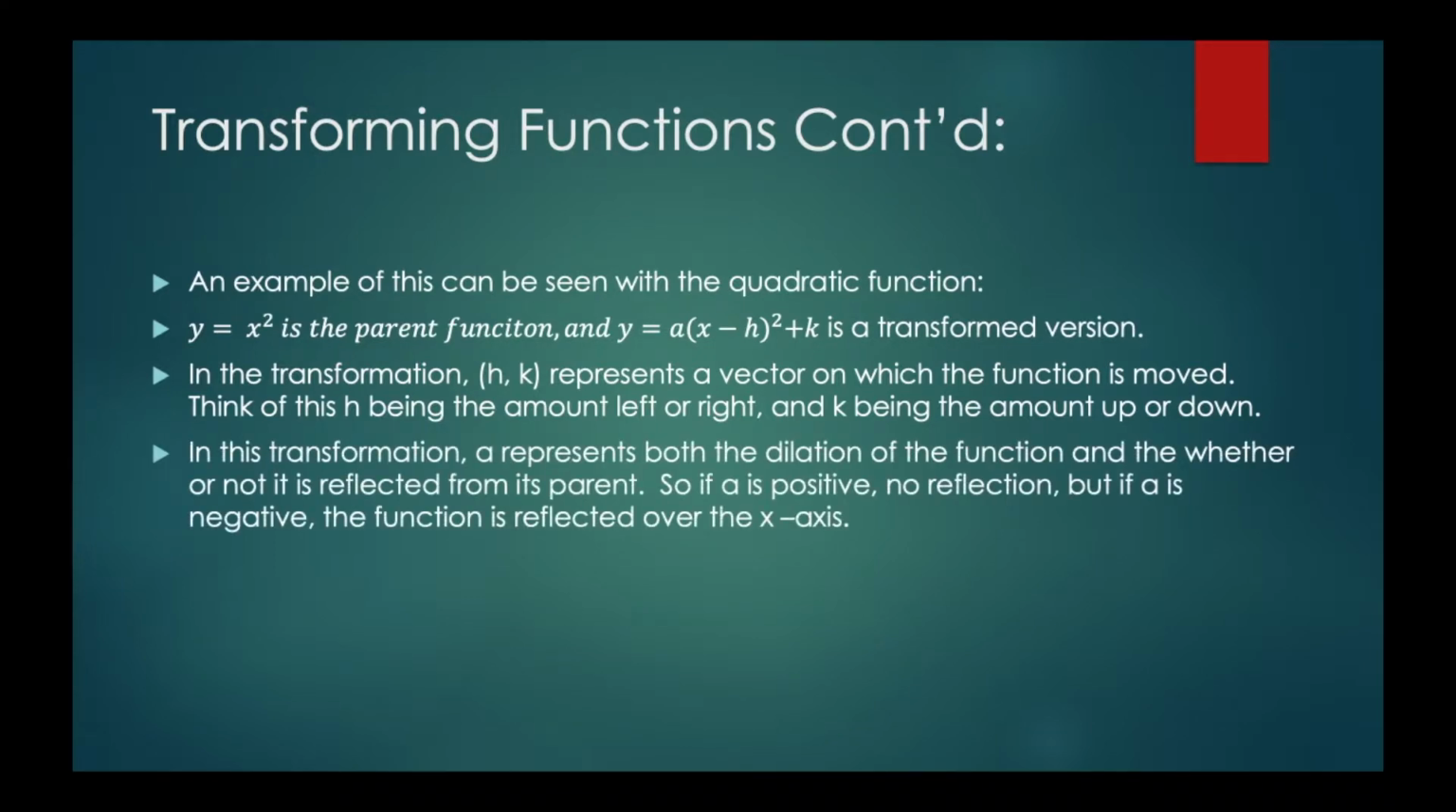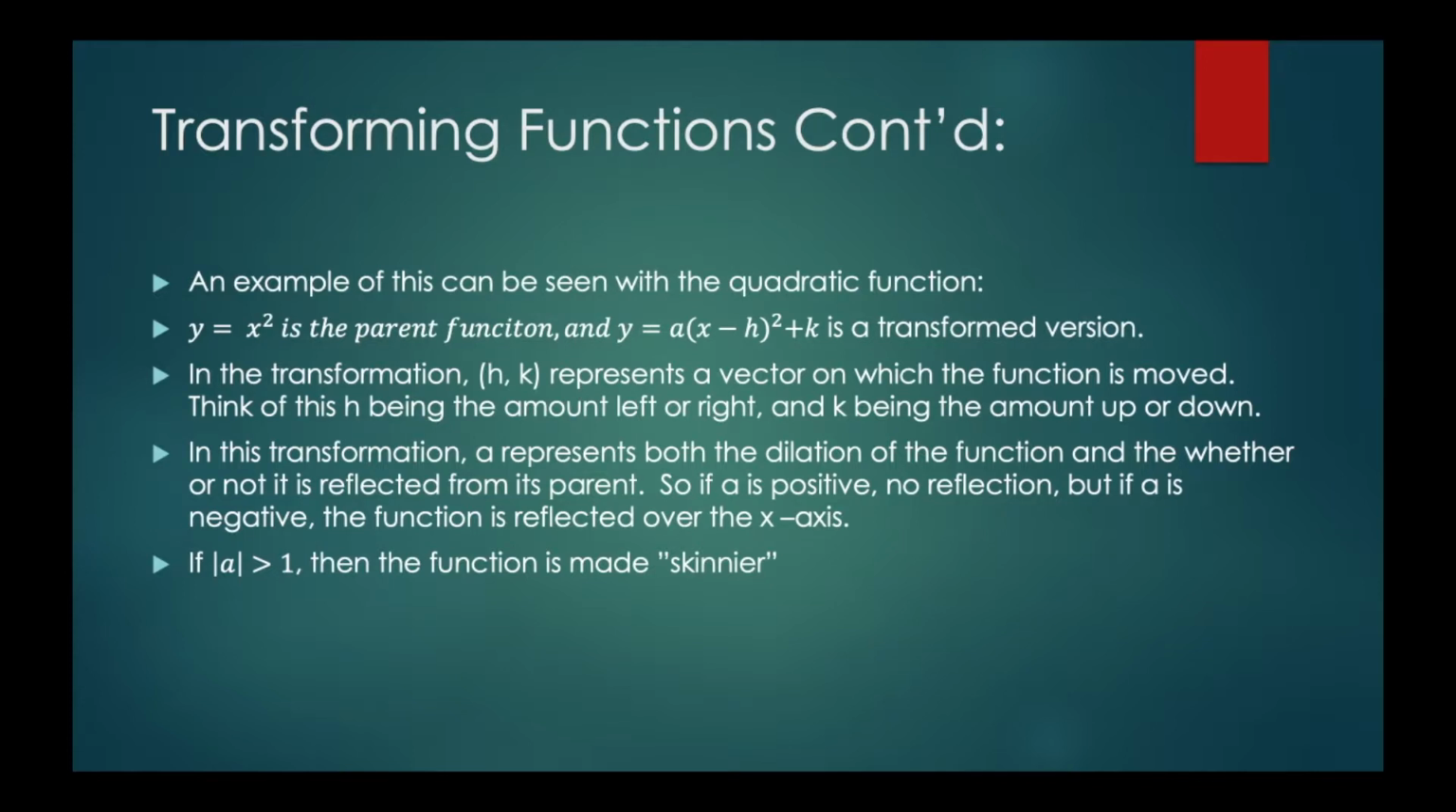In this transformation, a represents both the dilation of the function and whether or not the function is reflected over the x-axis. So if a is positive, there's no reflection. If a is negative, then the function is reflected over the x-axis. It also represents the dilation of the function.